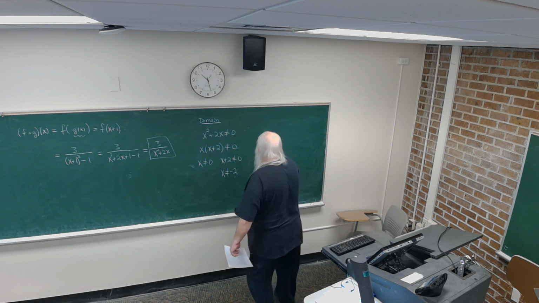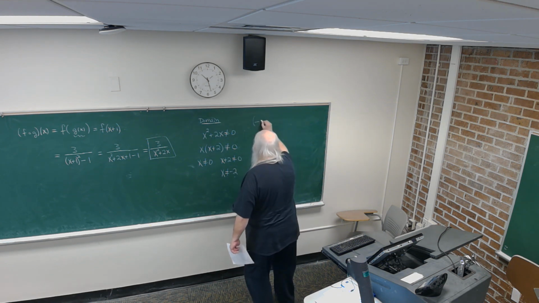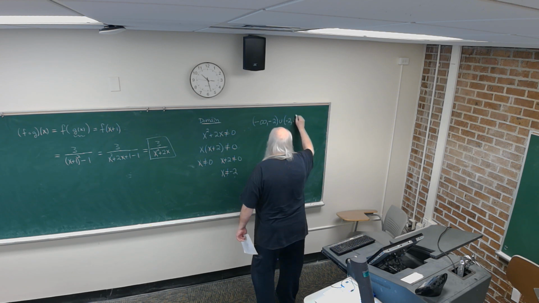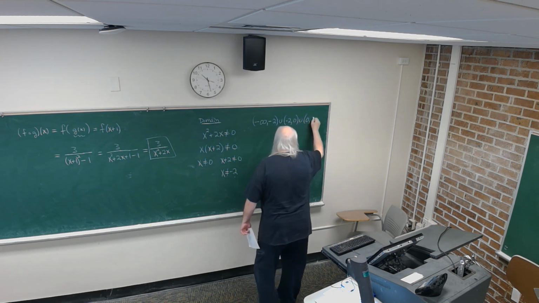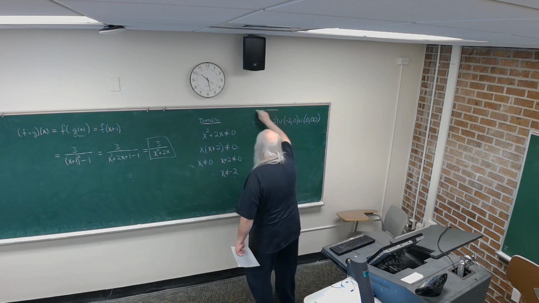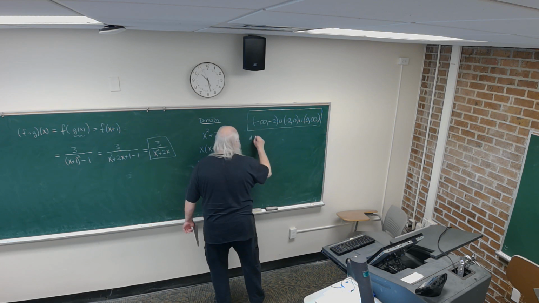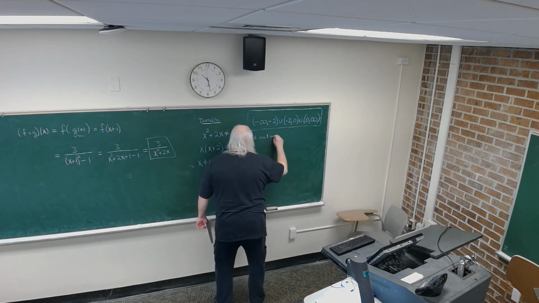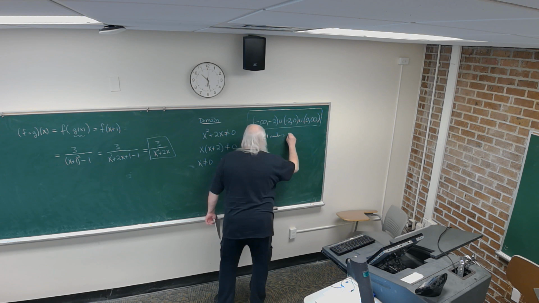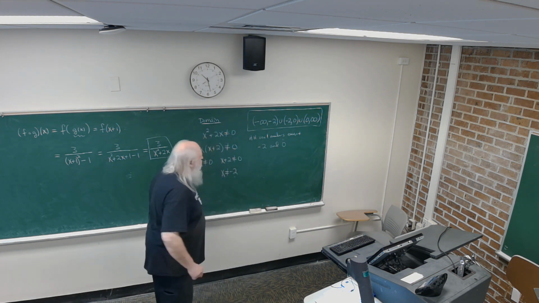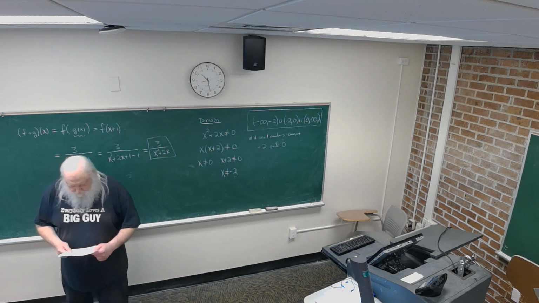And so in interval notation, our domain is -infinity to -2, union -2 to 0, union 0 to infinity. That's all real numbers except -2 and 0. Right? The domain is all real numbers except for -2 and 0. Okay.